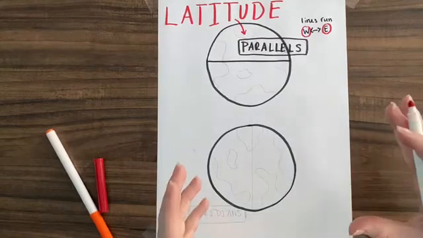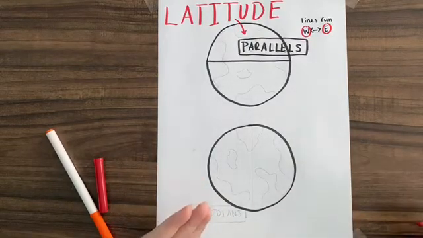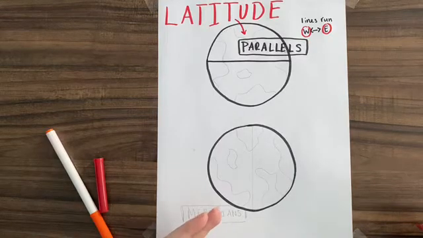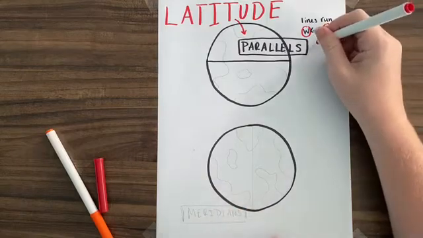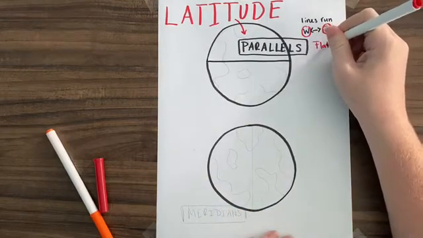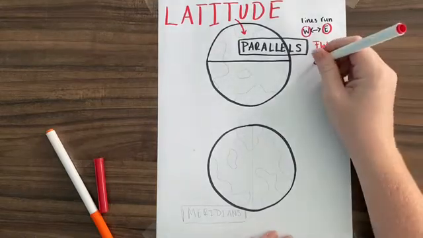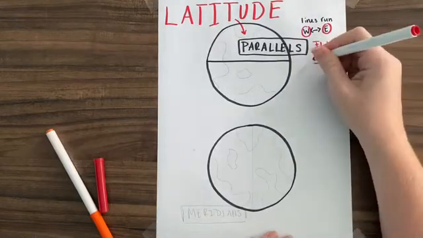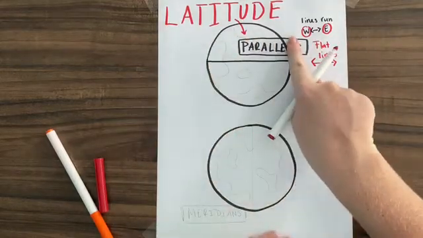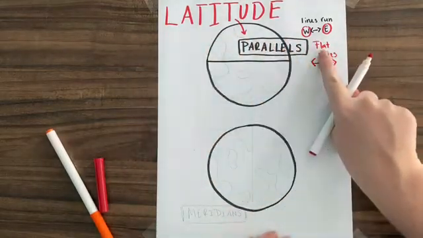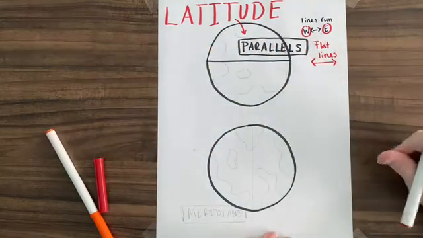So we use these lines of latitude to measure things. They're flat lines. And they run across the map. That's why we did latitude across the top, because they go across. Latitude, across. All right?